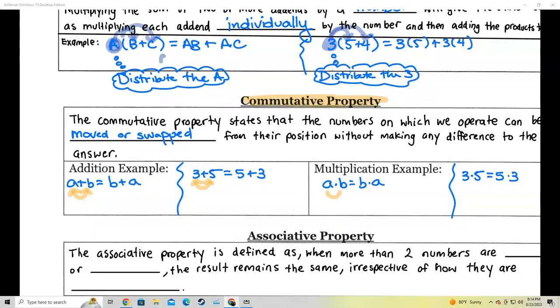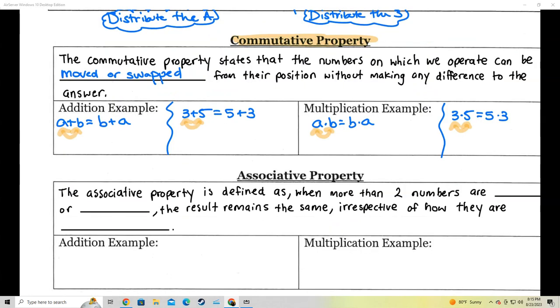Same thing with the multiplication. Instead of the A and B, it changes to B and A. Instead of 3 and 5, it changes to 5 and 3. So when you're trying to figure out what kind of property it is, my suggestion would be first check, do the numbers themselves switch? If the numbers themselves switch, chances are it's going to be commutative property.